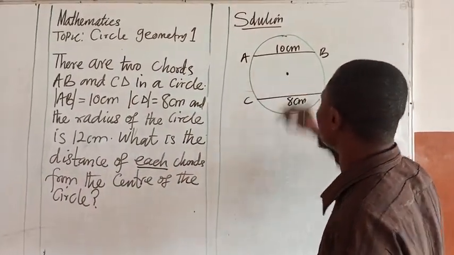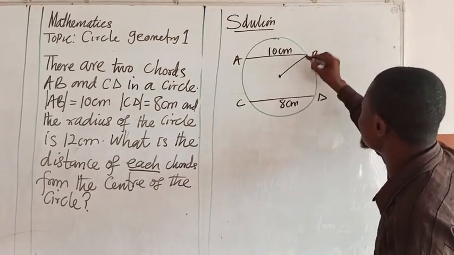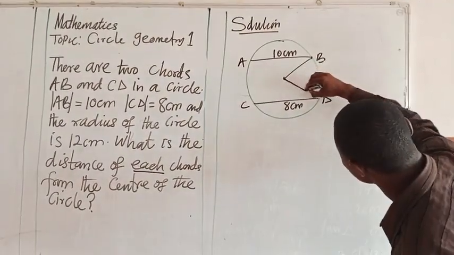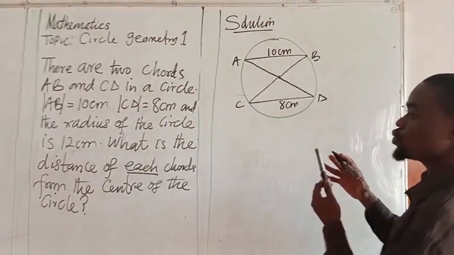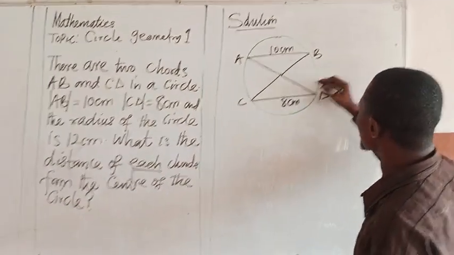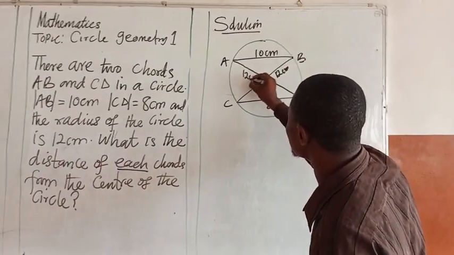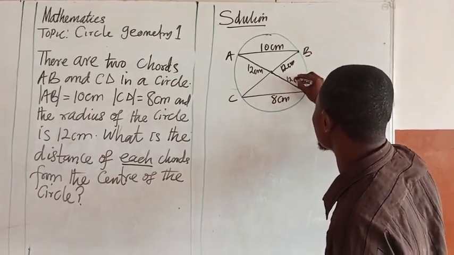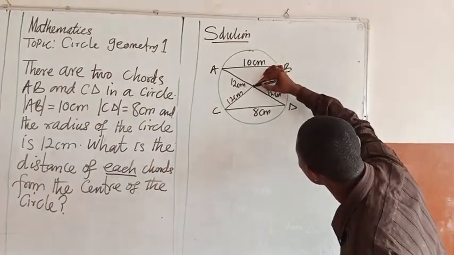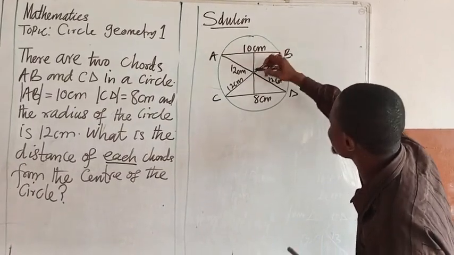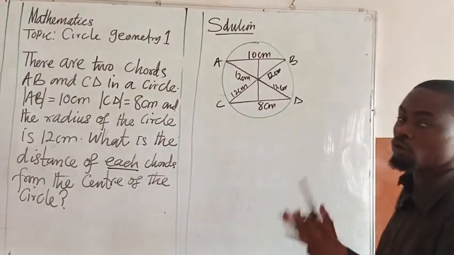And this is the center of the circle. The line from the circumference of the circle to the center is called the radius. This is another radius, this is another radius. So it has formed two triangles. The radius is given as 12 centimeters, so here is 12 centimeters, here is also 12, and here is also 12. The question is asking us to find the distance from here to here for each one. The first one you find the distance, the second one you also find the distance, which is very easy if you follow my video.